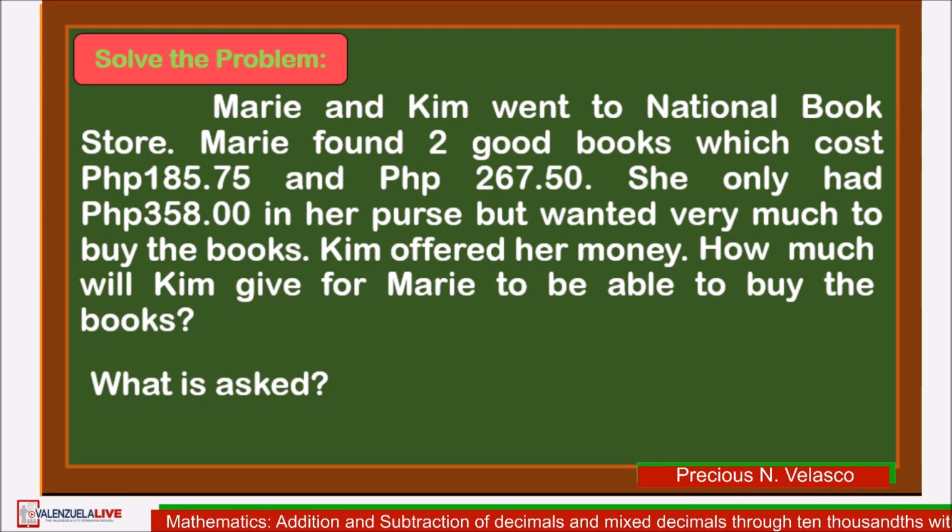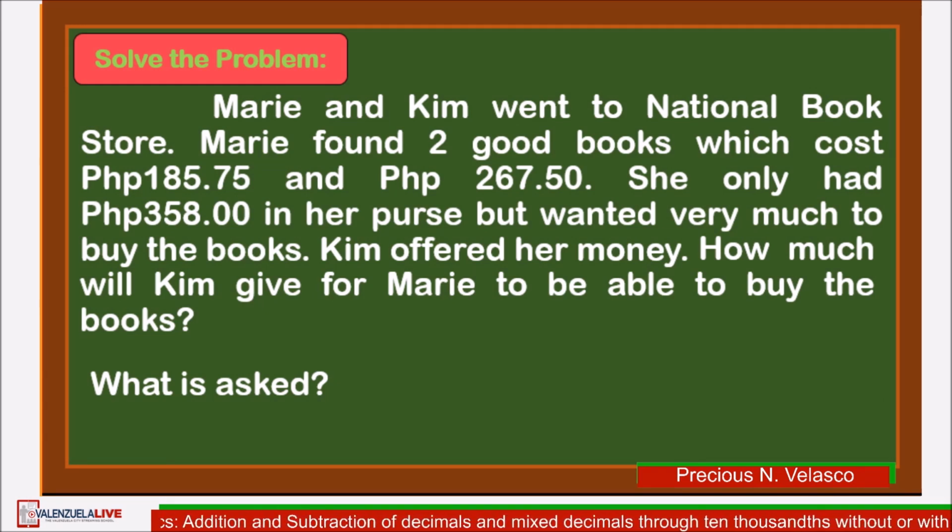Marie and Kim went to National Bookstore. Marie found two good books which cost 185 pesos and 75 centavos and 267 pesos and 50 centavos. She only had 358 pesos in her purse, but wanted very much to buy the books. Kim offered her money. How much will Kim give for Marie to be able to buy the books?